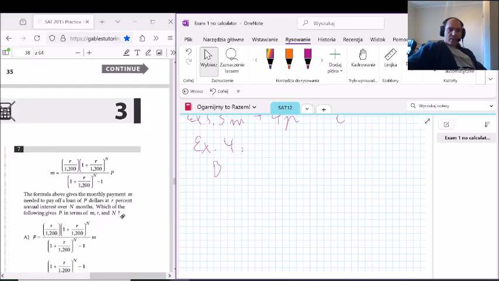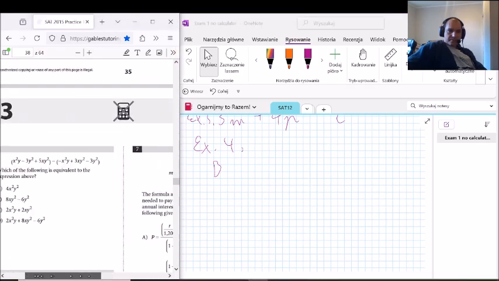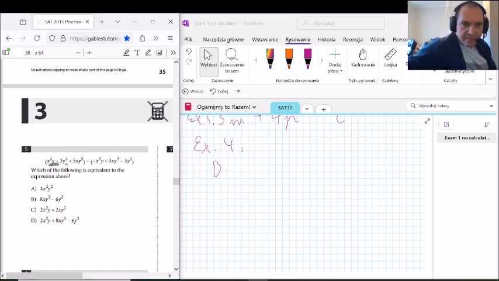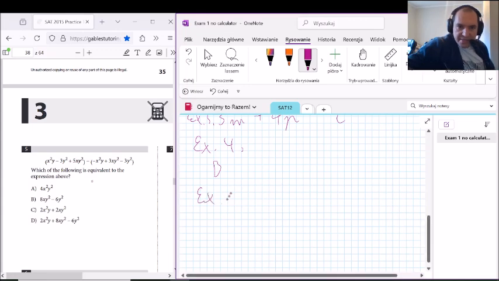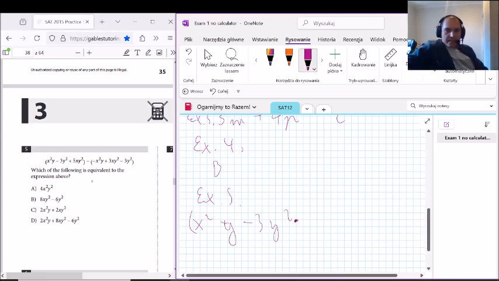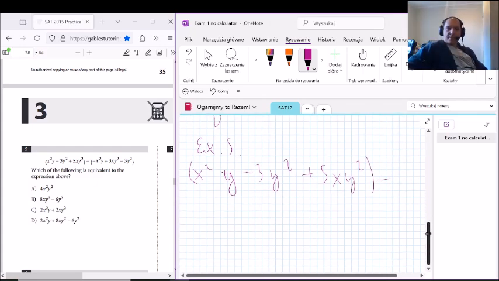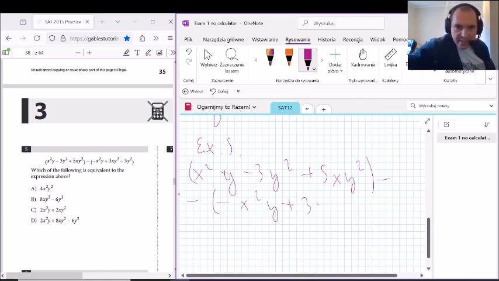Okay. Now question number 5. We have a formula here, and which of the following is equivalent to the expression above? Okay, so we just have to simplify this. So let's write this exercise 5: x squared times y minus 3y squared plus 5xy squared, minus, and a new bracket, minus x squared times y plus 3xy squared minus 3y squared.